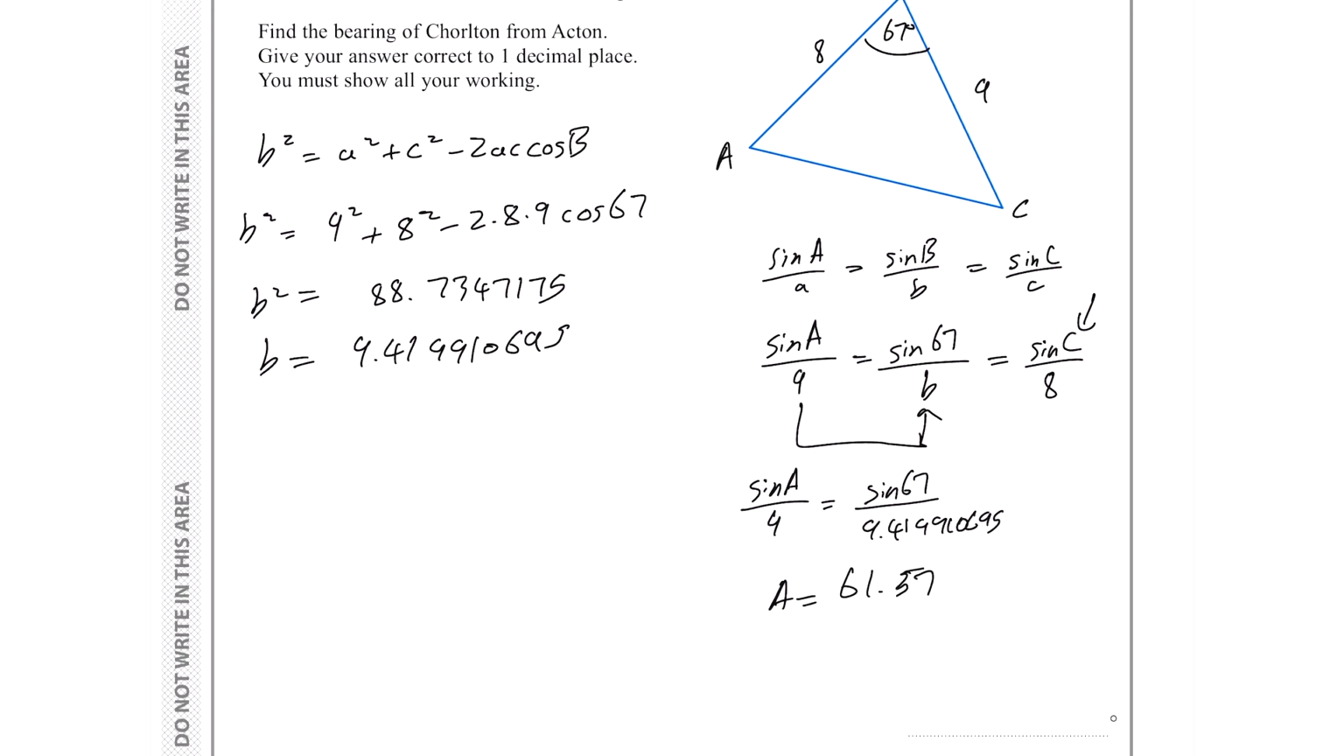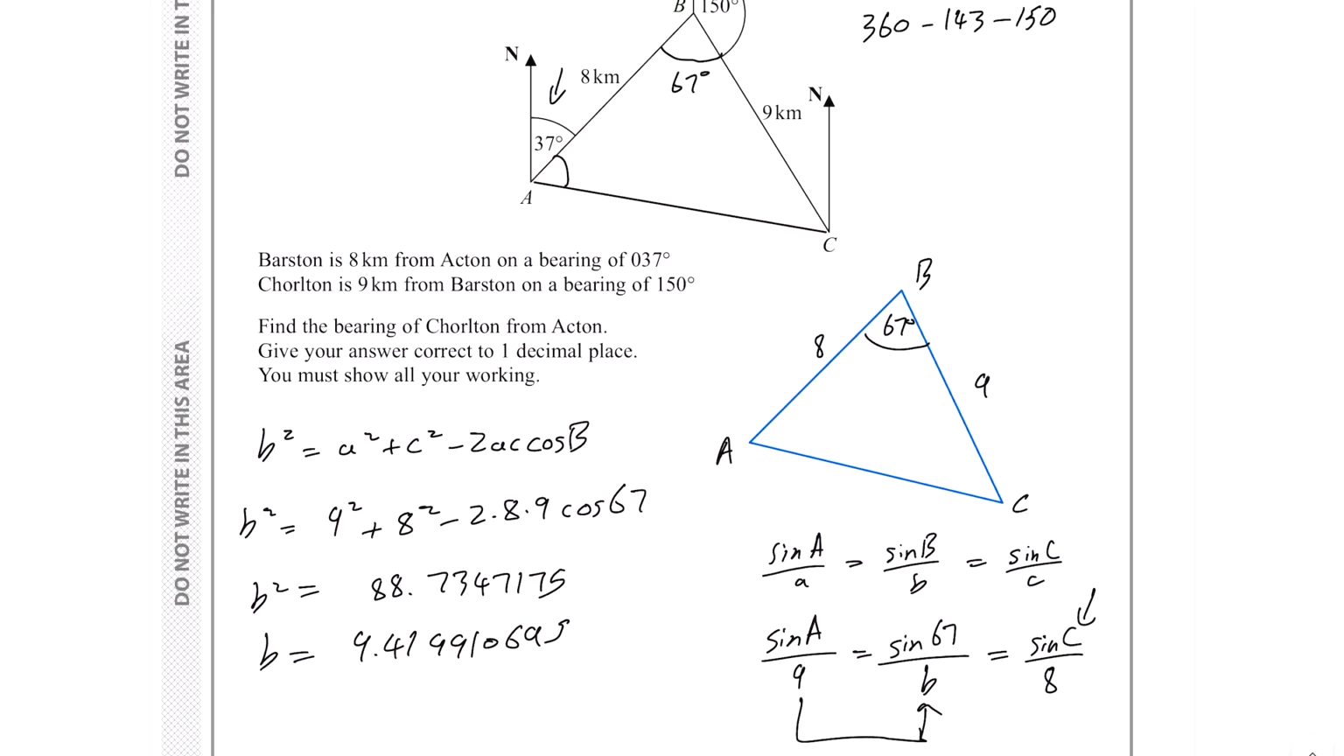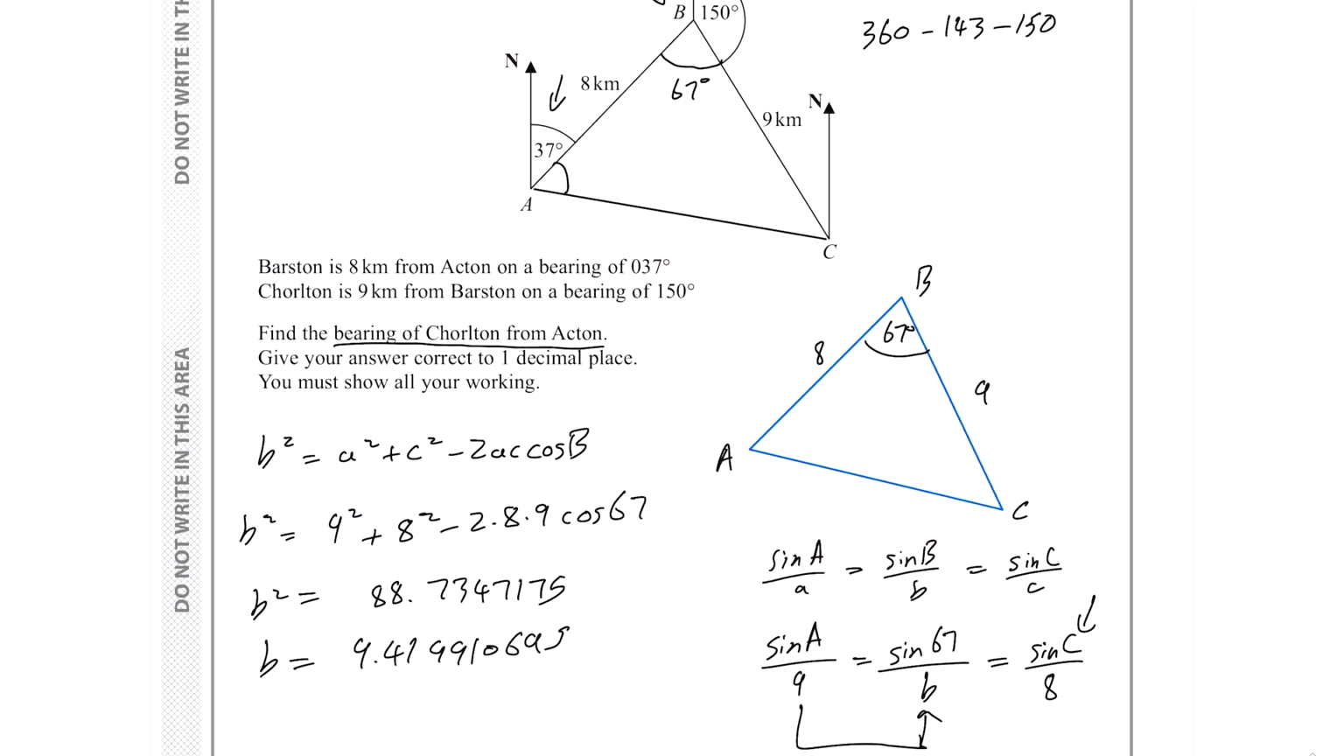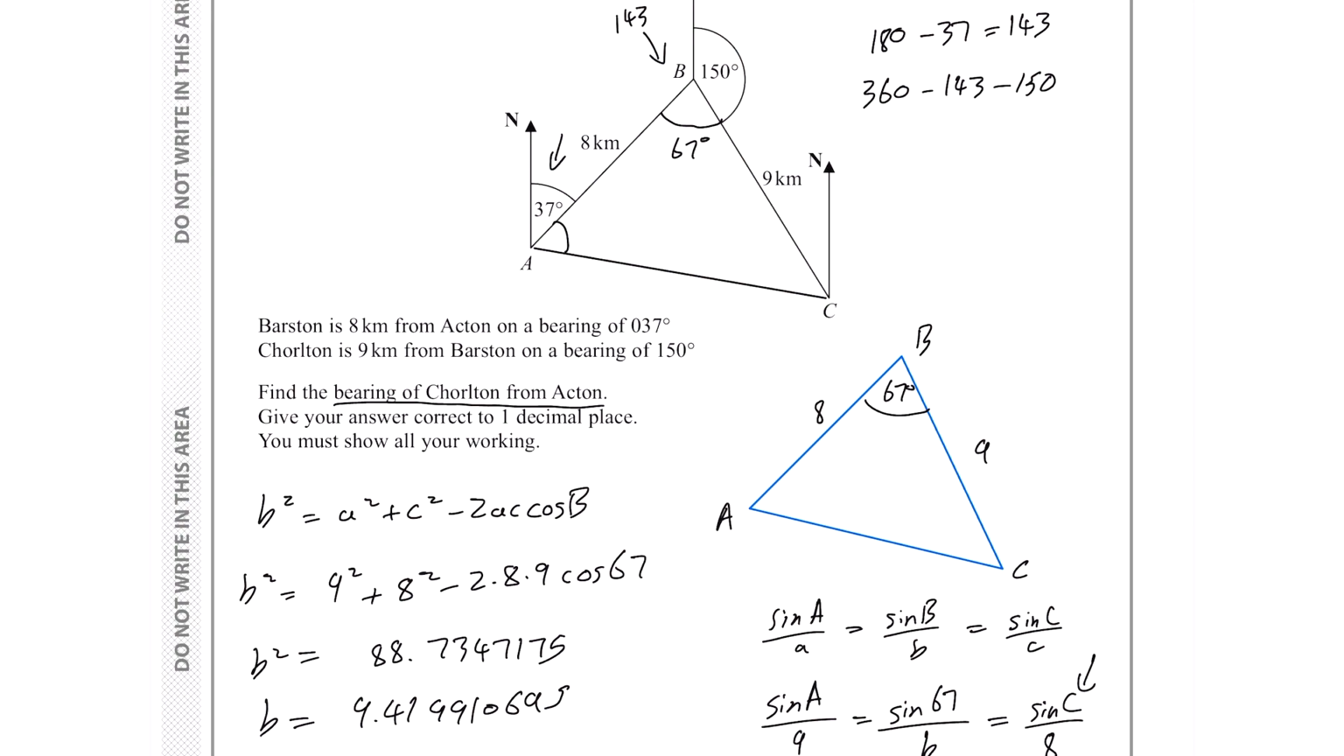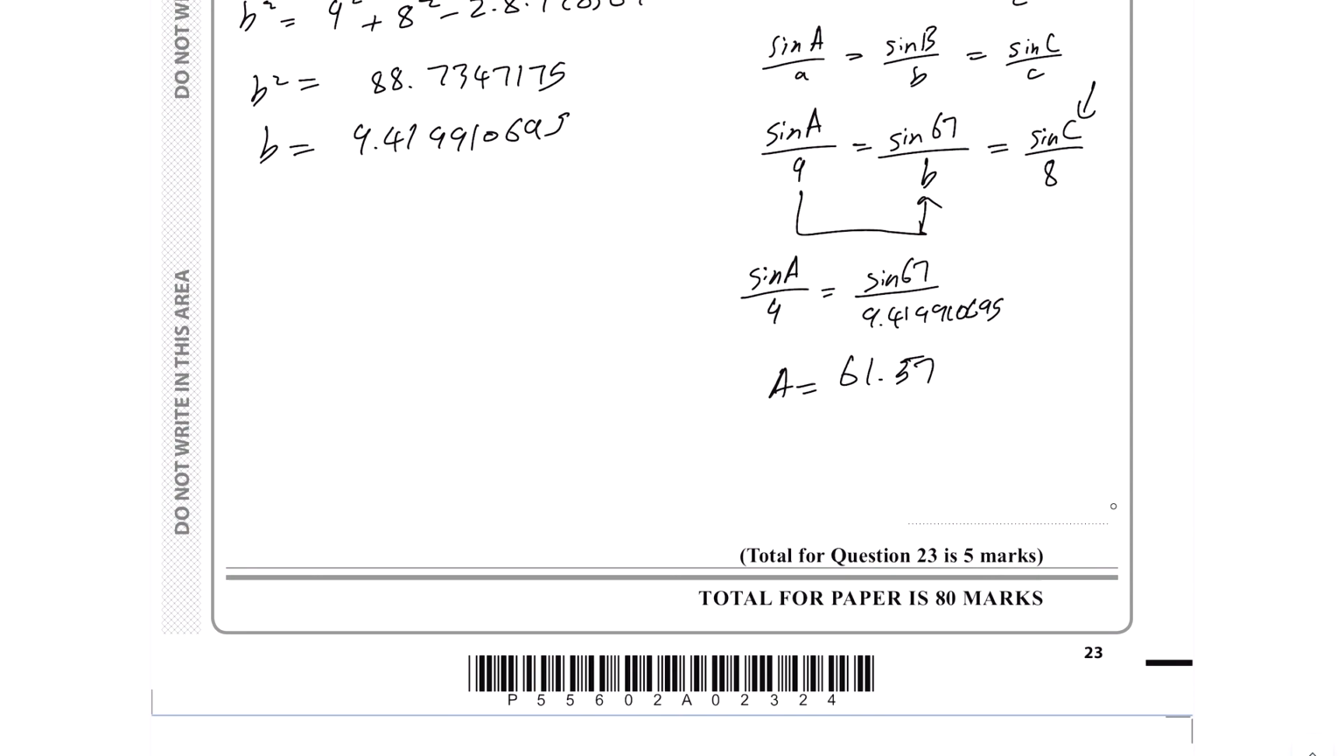Now remember, the question is asking to find the bearing, and it wants the full bearing of C from A. What we've just figured out is this bit here, which is 61.57. We're going to have to add that to 37. So we do 61.57 plus 37, and we end up with 98.6.